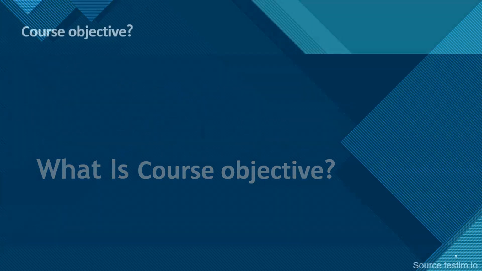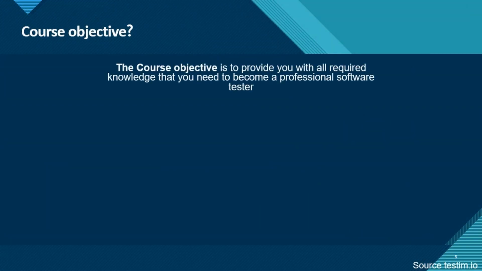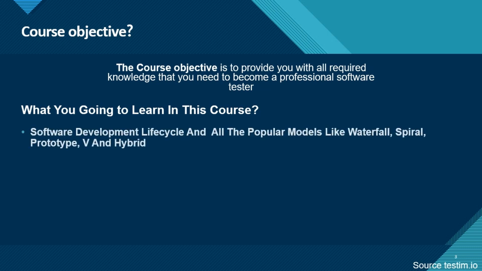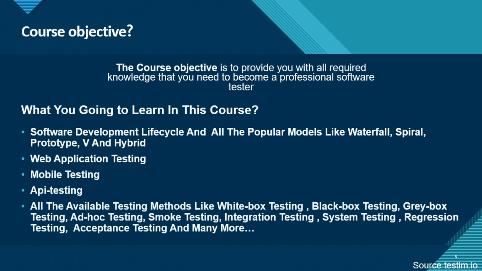What is the course objective? The course objective is to provide you with all required knowledge that you need to become a professional software tester. What are you going to learn in this course? You're going to learn the software development life cycle and all the popular models like waterfall, spiral, prototype, V and hybrid. You're also going to learn web application testing, mobile testing, API testing, and all the available testing methods like white box testing, black box testing, gray box testing, ad hoc testing, smoke testing, integration testing, system testing, regression testing, acceptance testing, and many more.